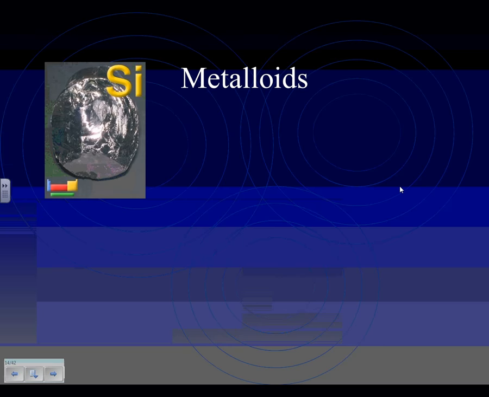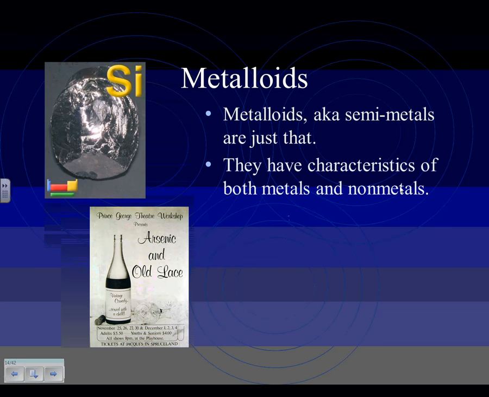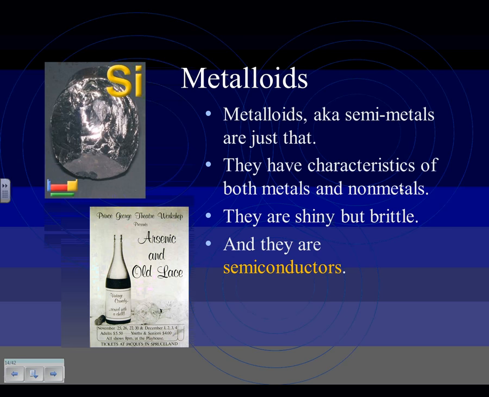Now, as I alluded to before, metalloids share very similar characteristics to both metals and nonmetals. They're not quite one or the other, and they have characteristics of both. So some are shiny but brittle, and they can be semiconductors, which means they conduct some electricity, but not as efficiently as some of the other metals out there.